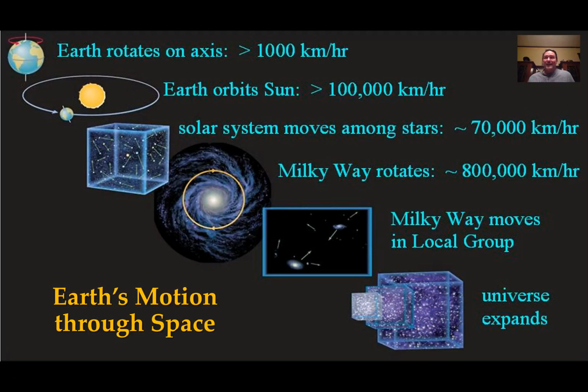I mean, look at that. We're rotating at 1,000 kilometers per hour. That's pretty cool. We're orbiting the sun at 100,000 kilometers per hour. So please don't focus on that. What I want you to do is focus on and know, okay, this is how we are moving. And these motions influence what we see in space.